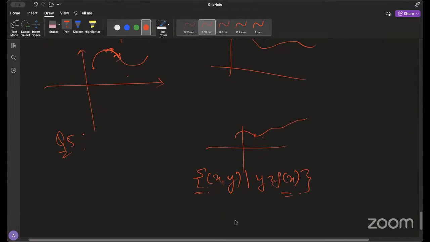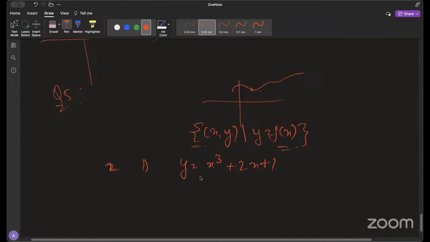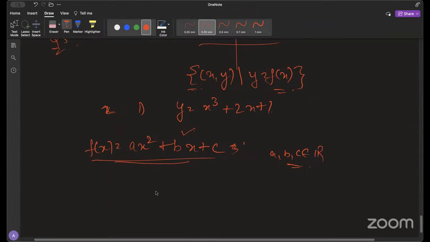And you have been asked which one of these represents a graph of a quadratic function, right? In the first option you have y equals x cubed plus 2x plus 1. A quadratic function has its general form as this. So anything that looks like this is a quadratic function, where a, b, c belong to real numbers. Yeah, ma'am. Now I got it.